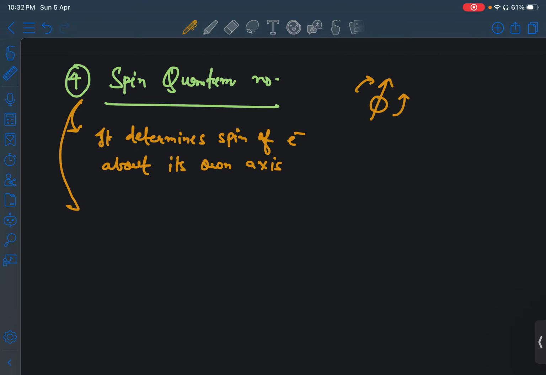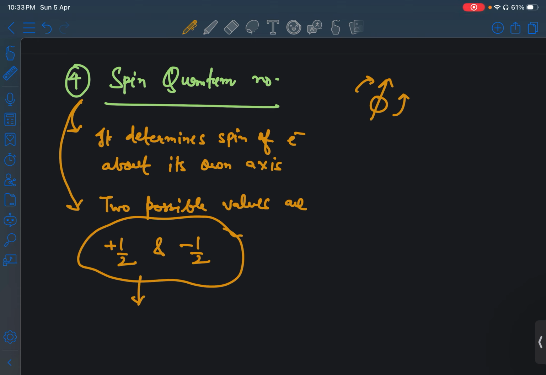Okay, what are the two possible values? Either it can rotate clockwise or it can rotate anti-clockwise. So that means the two possible values are plus half and minus half. Okay, so these are two spin states of an electron. Either it can spin clockwise or it can spin anti-clockwise.